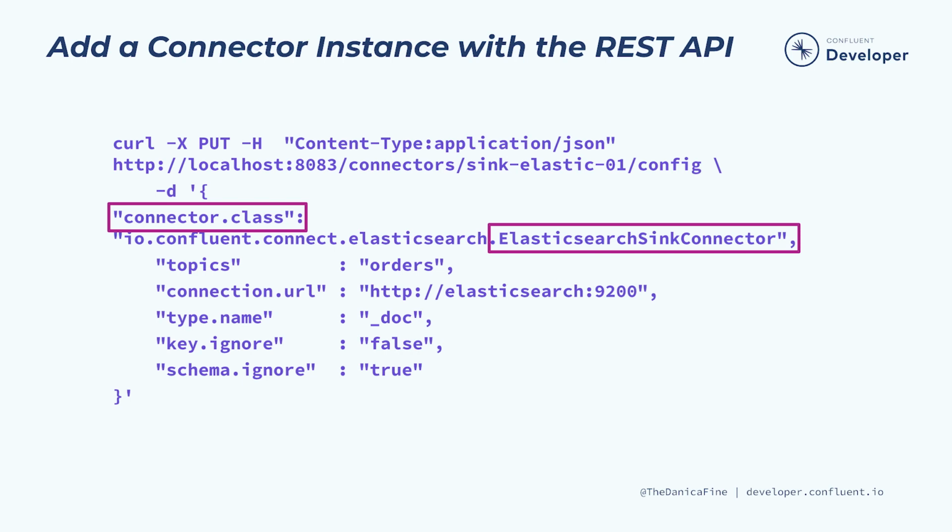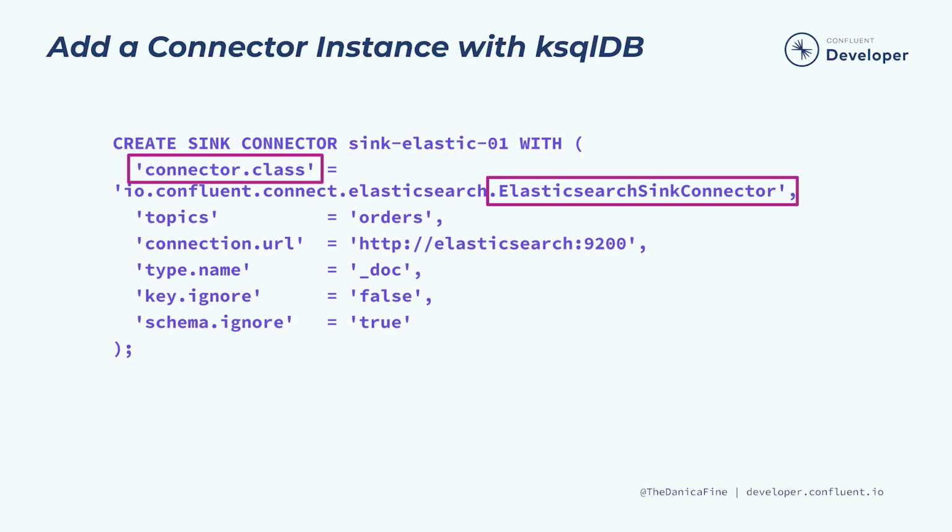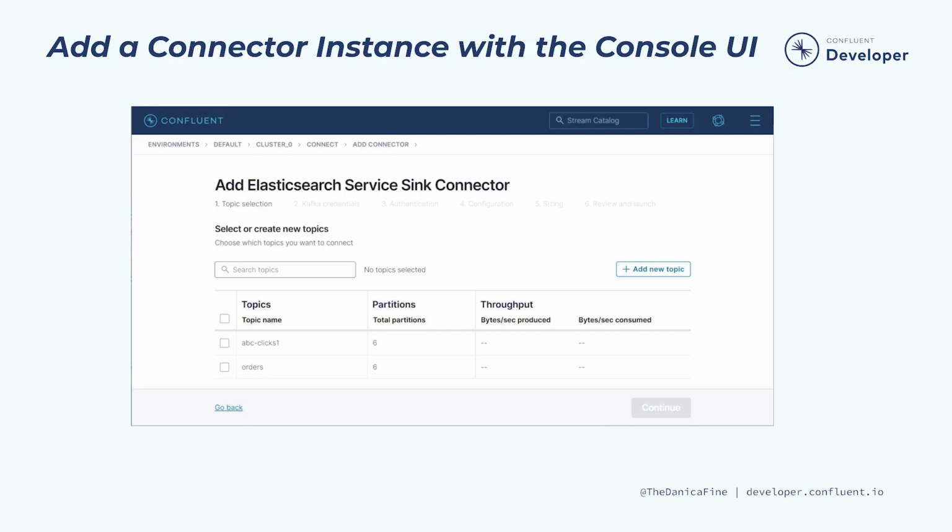Here's an example of creating an Elasticsearch Sink connector instance with a call to Kafka Connect's REST API. You can also use ksqlDB to manage your connectors. Here's the syntax for adding the previous Elasticsearch Sink connector instance through ksqlDB. In addition to using the Kafka Connect REST API directly, you can add connector instances using the Confluent Cloud Console.